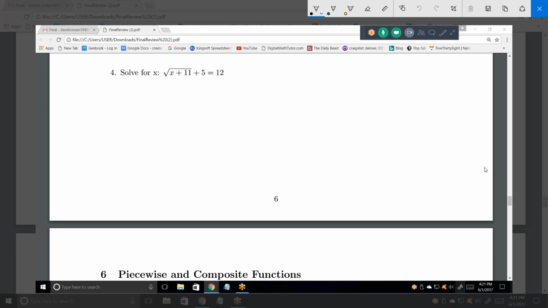What's the first step on a problem like this? Should we subtract the 5? Yeah, you want to isolate that. Because once we isolate that, then we can square both sides and get rid of the radical sign. In other words, you're always looking to get rid of the radical sign. But you can't square both sides until you get that isolated. And in order to isolate it, I've got to subtract 5. So now I have this equals 7.